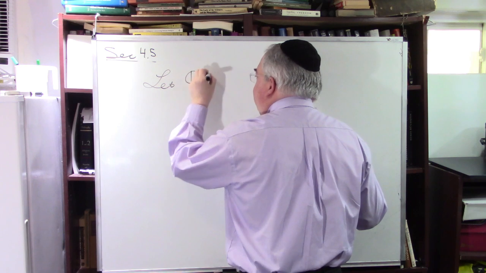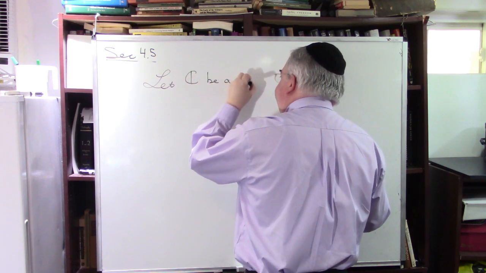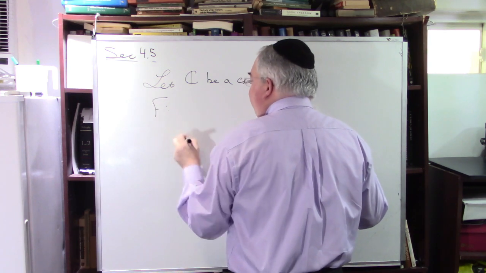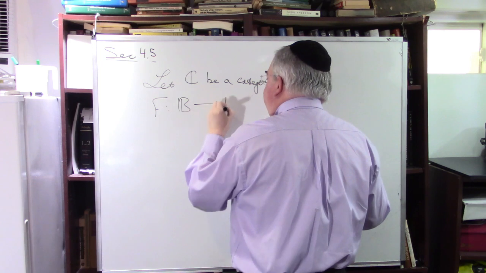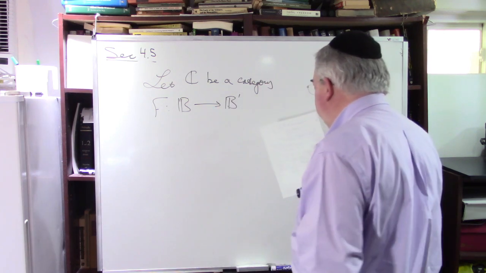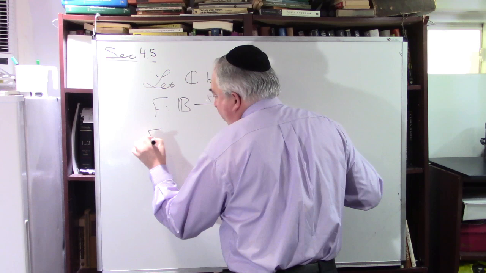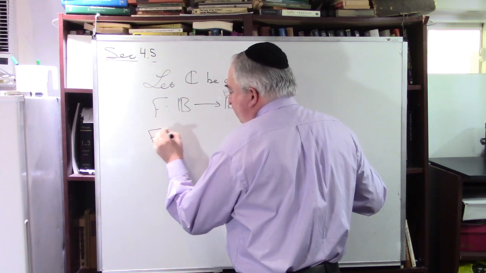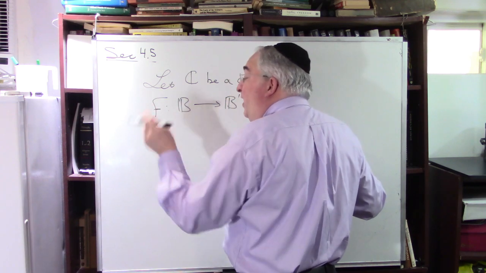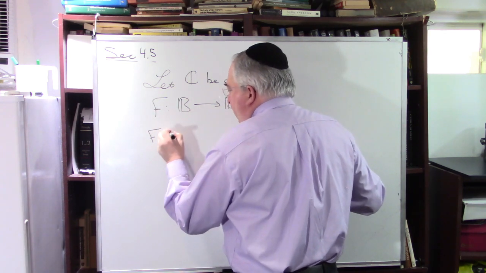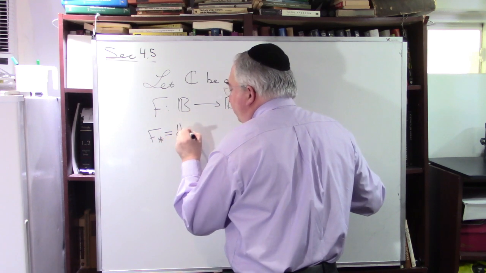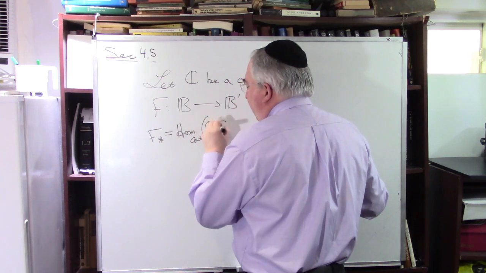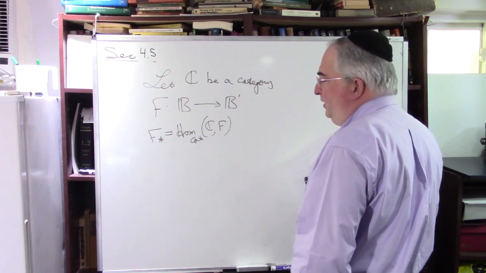Let C be a category, and we have F is a functor from B to B prime. Well, then what we can talk about is a covariant functor between functor categories. We're going to write that as F lower star. Okay, and this is equal to hom of Cat, C is fixed, F.